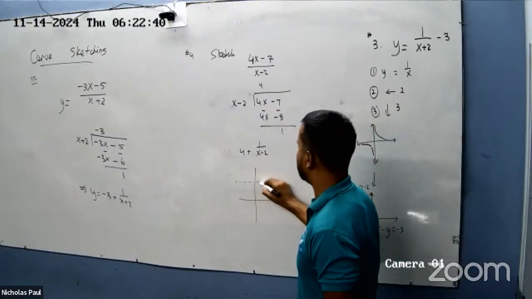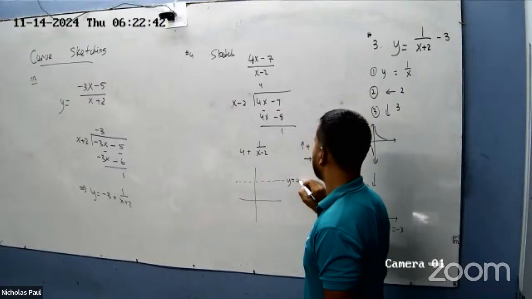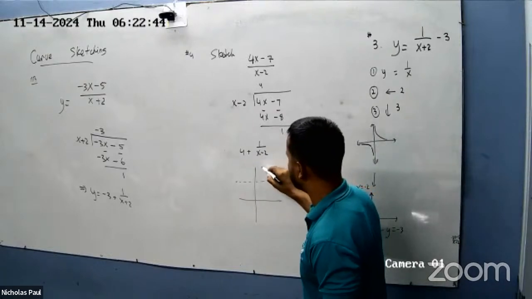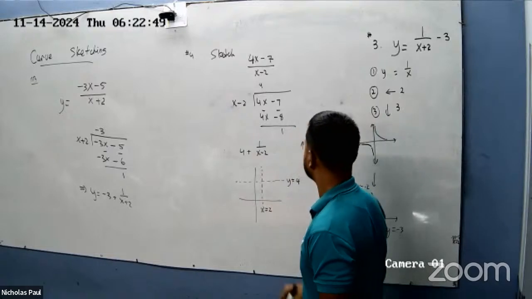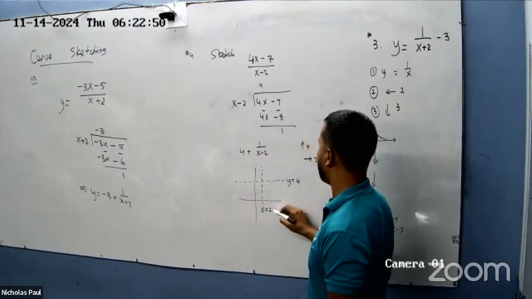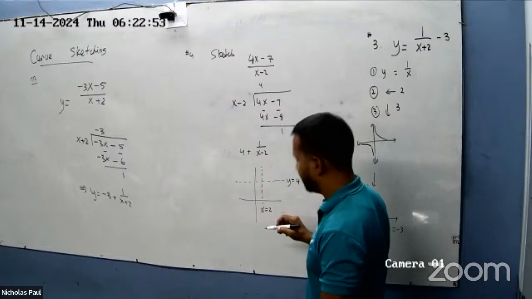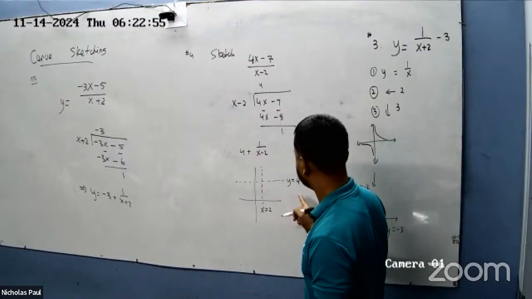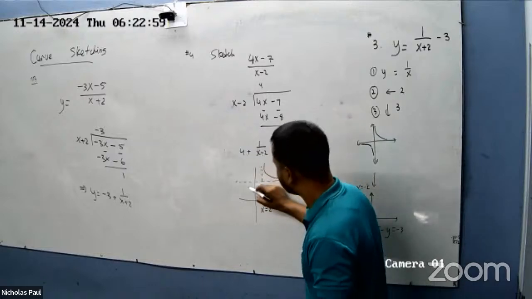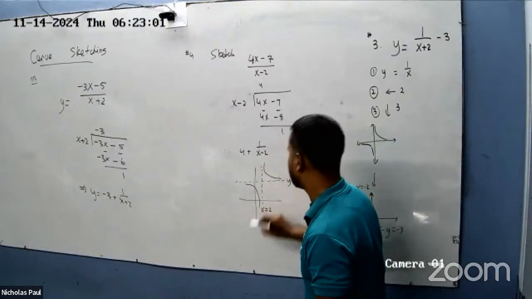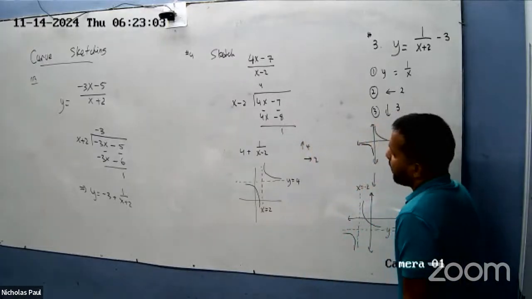So your asymptotes here. And your asymptotes. Right? Y is 4, x is 2. Okay, so it looks like this, right, no reflections, right? Okay. That's it.